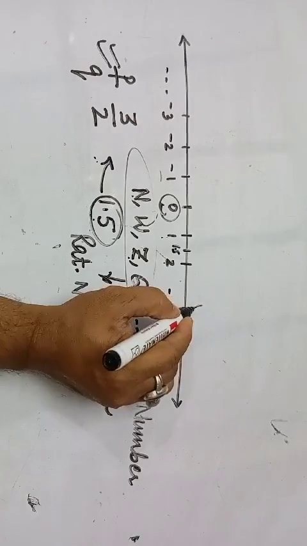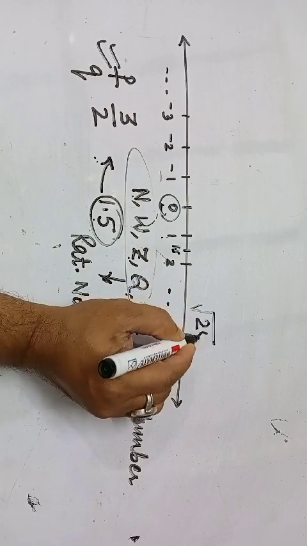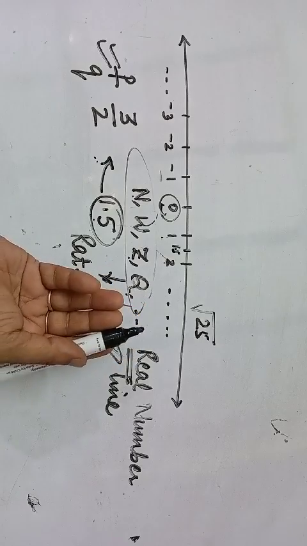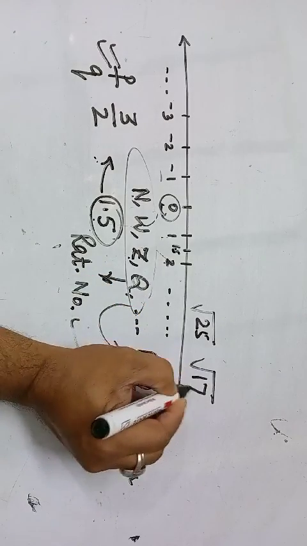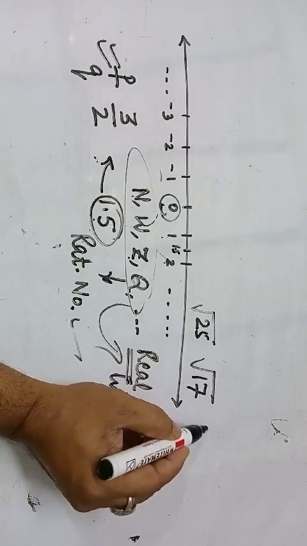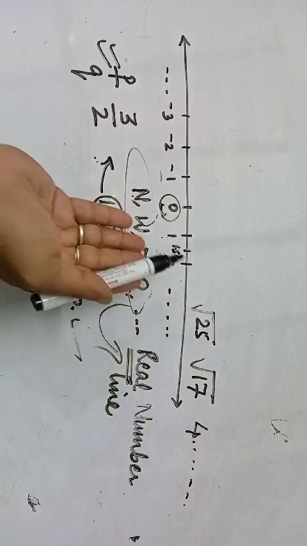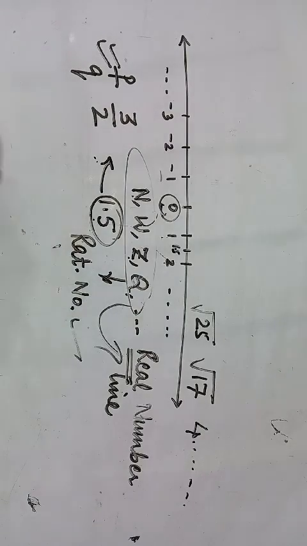Do you want to see, let's say, root 25? Root 25 is 5. So is 5 not present on the number line? It is. Similarly, root of 17. If you find this out, it will come out to be 4 point something. So is 4 point something not present here on the number line? It is. So all these numbers belong to the category of the real number line. So what is that number which cannot be plotted on this real number line? That certainly is the imaginary number.